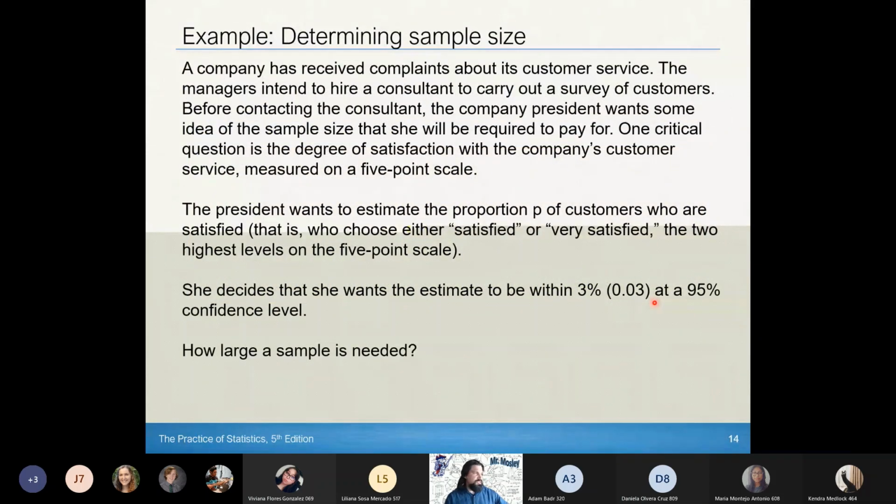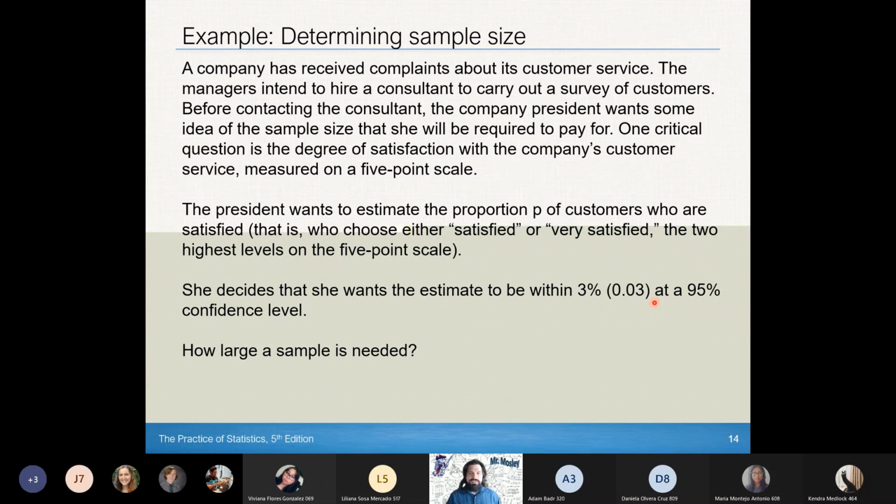So now, let's do an example. A company has received complaints about customer service. The managers intend to hire a consultant to carry out a survey of customers. Before contacting the consultant, the company president wants some ideas of the sample size that she will be required to pay for. One critical question is the degree of satisfaction with the company's customer service measured on a 5-point scale.